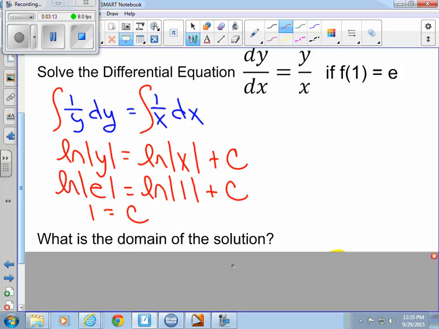So I can rewrite this as natural log the absolute value of y equals natural log the absolute value of x plus 1. Any questions so far? I want to get y by itself. How do I do that? E.